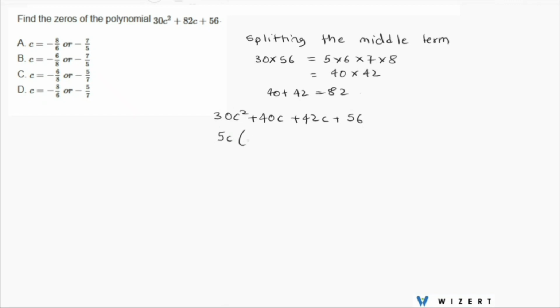So 5c, I get 6c + 8, and when I take 7 common out here, I get 6c + 8. So 6c + 8 is common from both terms, and we are left with 5c + 7 in bracket. So these are the factors of the polynomial.